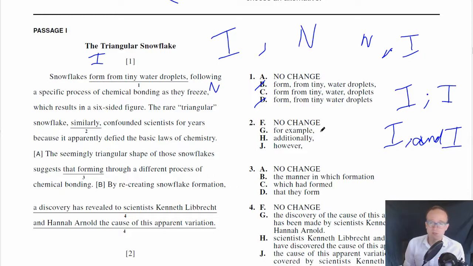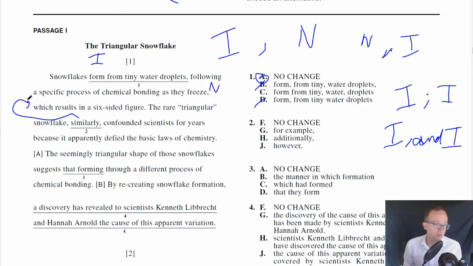So this is something to keep in mind for the future, and I'm sure that we'll see this a couple more times in the text. The rare triangular snowflakes similarly confounded scientists for years because they apparently defy the basic laws of chemistry. Okay, so this is one of these linker words. Even though it's in the middle of the sentence, it's actually referring to the previous sentence, right? So what's it referring to?